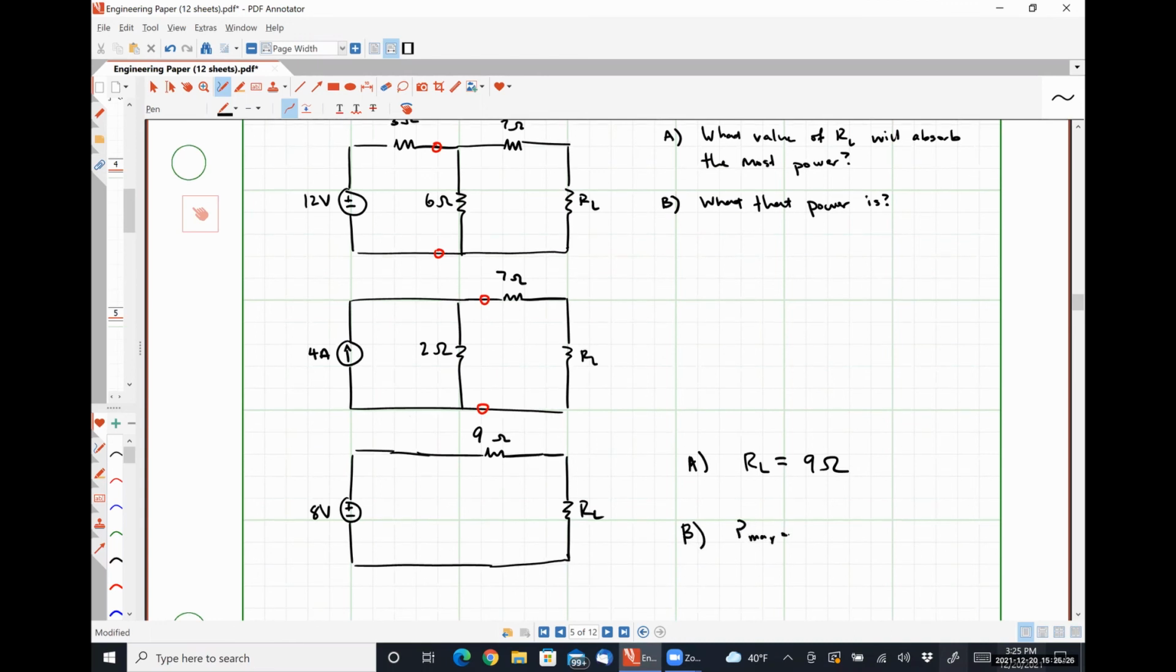Part B, our maximum power will be 1/4 times VS squared. So that's going to be 8 volts quantity squared divided by RS, which is 9 ohms. So this looks like 64 over 36. And if you want to simplify it, by all means, go ahead.